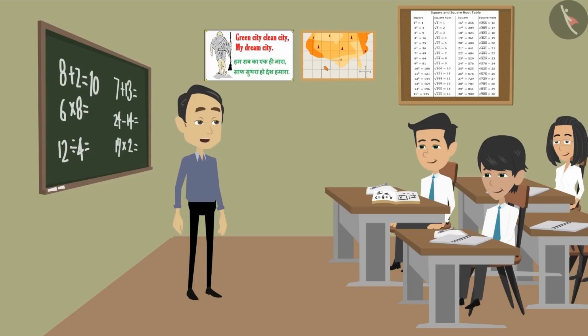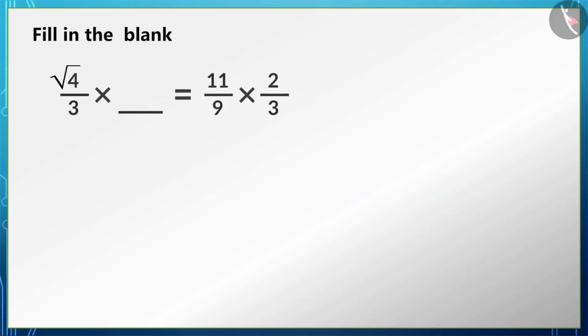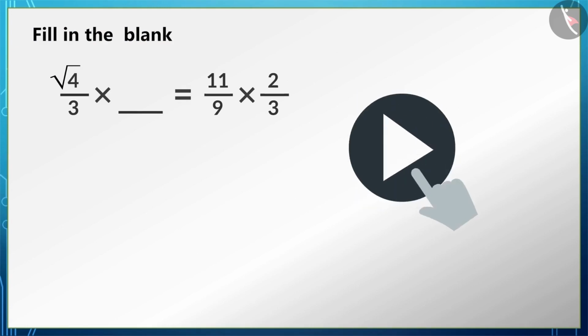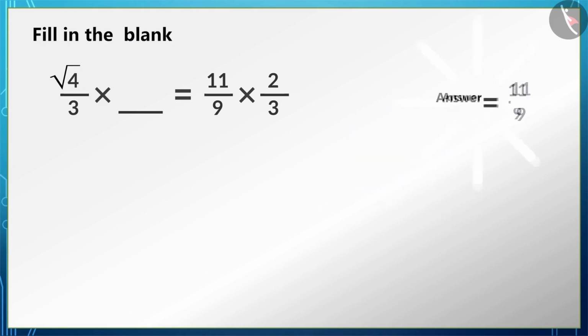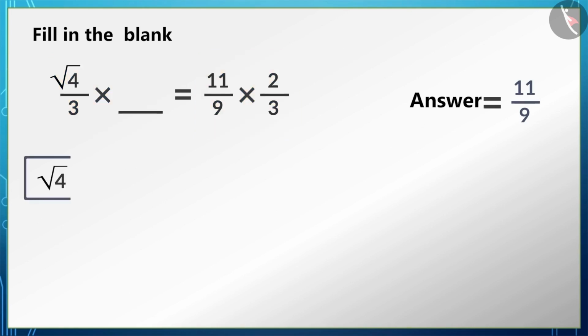Children, now fill in the blanks. All of you try solving this question. Sir, the answer to this question is 11 by 9. How did you get that, Mohan? Sir, in this question, we have to find a number that when multiplied by the square root of 4 by 3 gives an answer equal to the product of 11 by 9 and 2 by 3. The square root of 4 is 2, so we can write it this way.